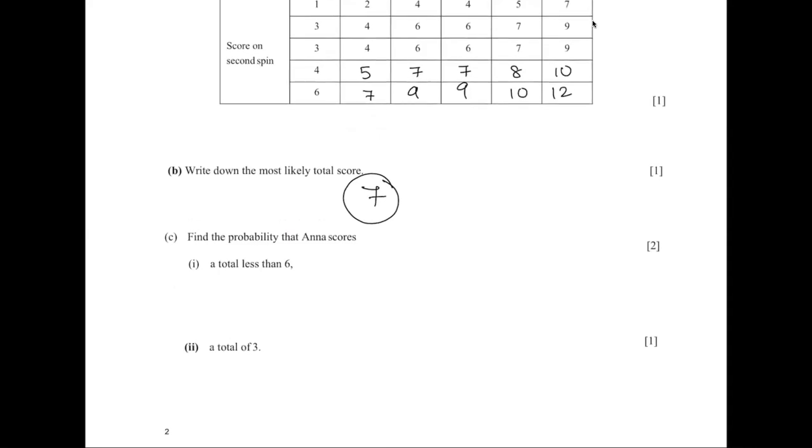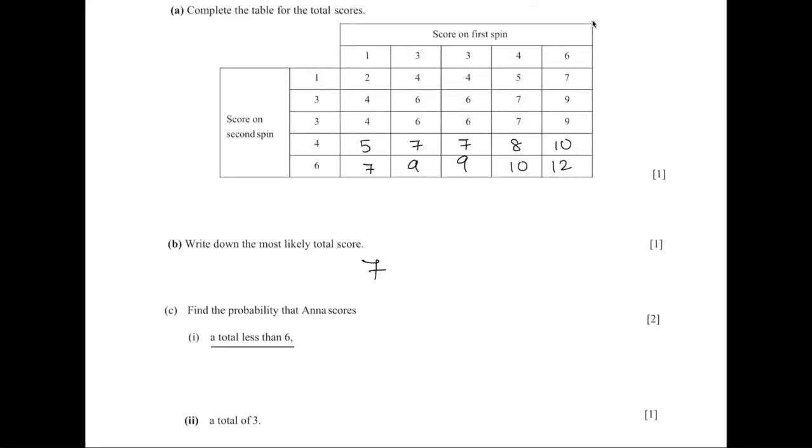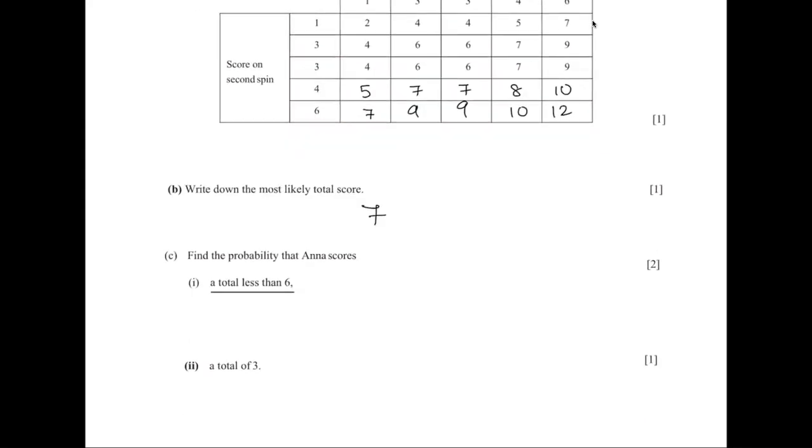Find the probability that Anna scores a total less than 6. A total less than 6 would be how many? Less than 6 would be 1, 2, 3, 4, 5, 5, 6. Out of the total of 25, that is 6 over 25.